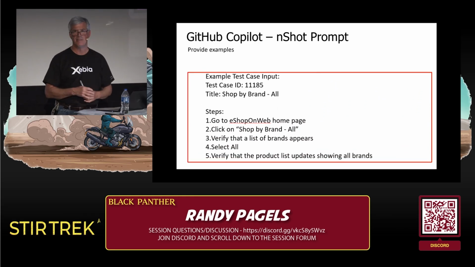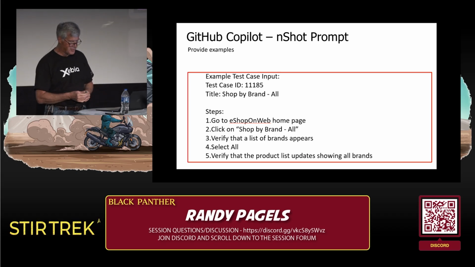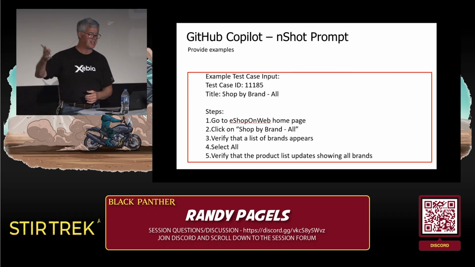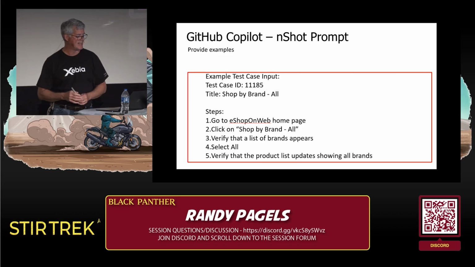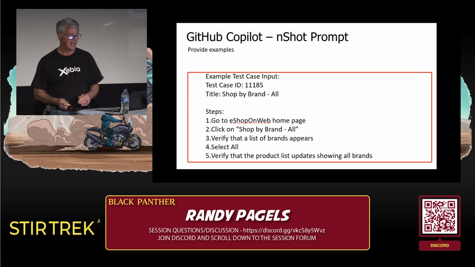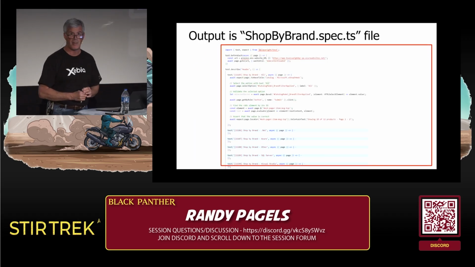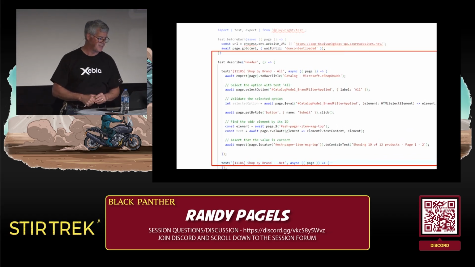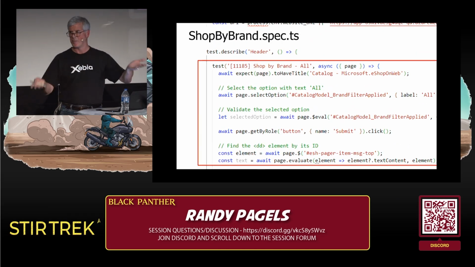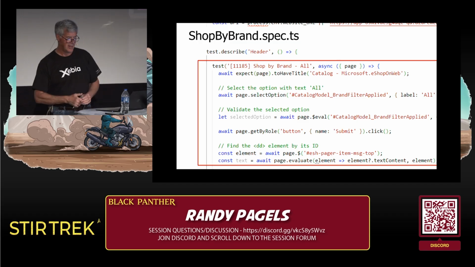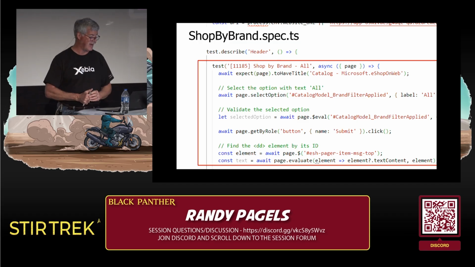And then, of course, the last part of this Copilot prompt is to provide an example. Copilot does really well with examples. So here's the test case example, test case ID 11185, and here are the steps that are in the test case. Then I ran that prompt, and Copilot converted all my test cases into these .spec.ts files. These are the test cases it produced, and all the steps that go with them in Playwright, in the language I told it to. Again, you could change that any way you like.